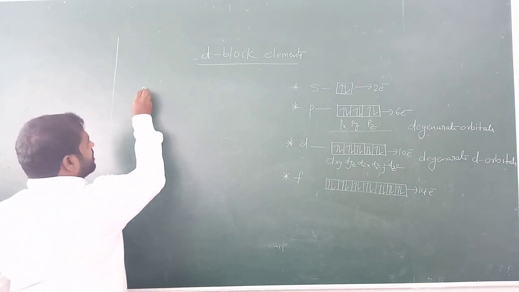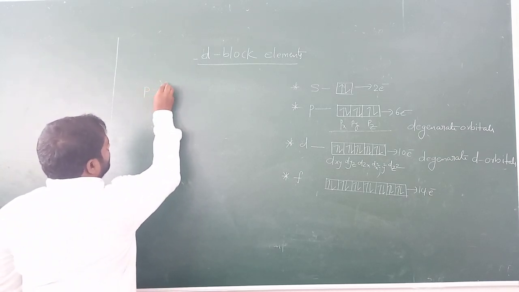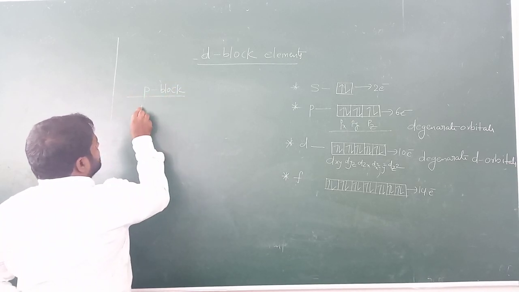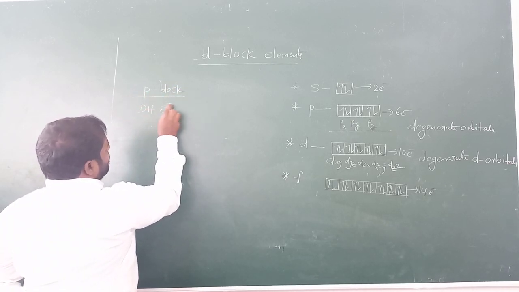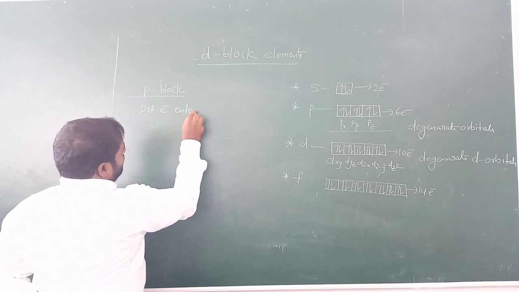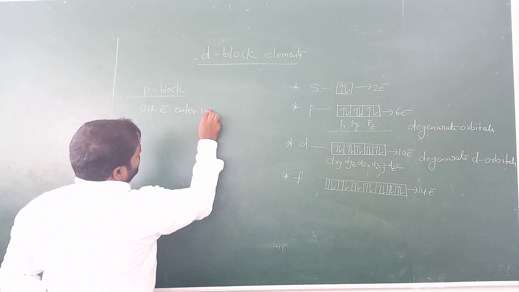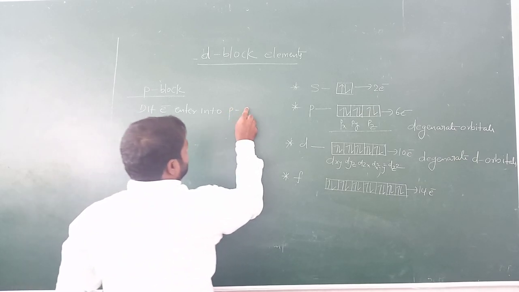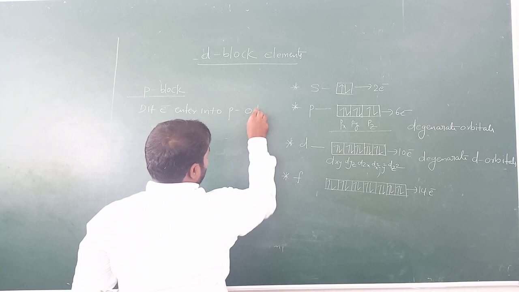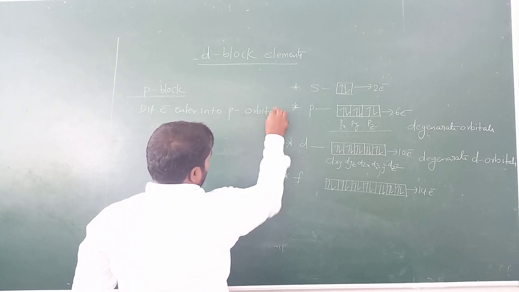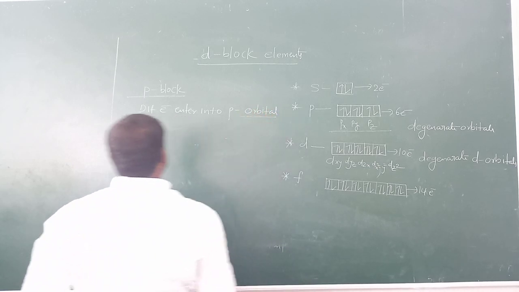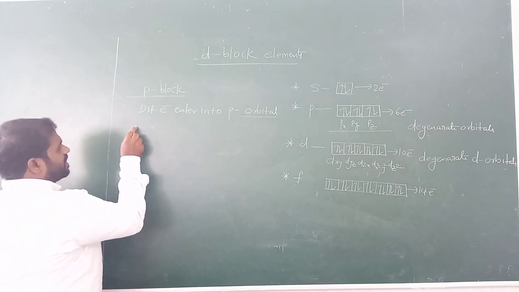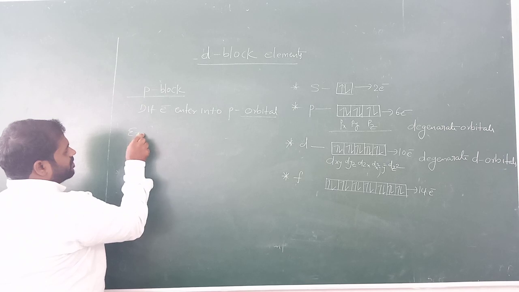Next, go for P block. Here, the differentiating electron enters into the P atomic orbital. Am I right? P orbital. So that is called a P block element. Let's take an example.